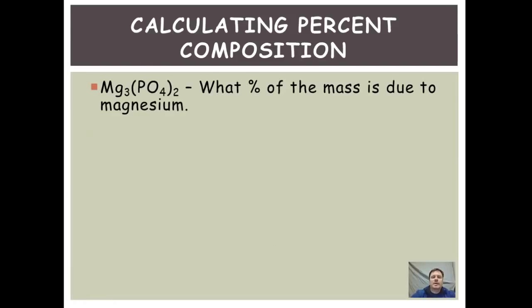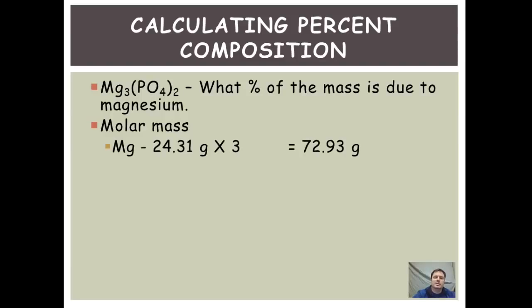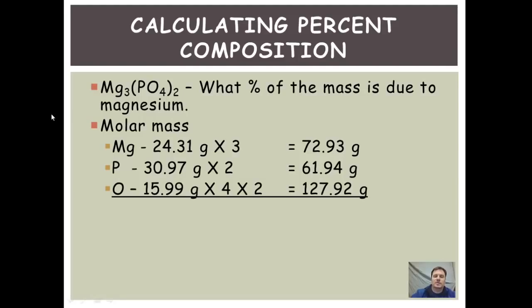Okay, let's go back to that magnesium phosphate. What percent of the mass is due to magnesium? First we have to figure out the formula weight or molar mass of it. We know magnesium is 24.31, and there are 3 moles of that. We know phosphorus is 30.97, but there are 2 of it. Where does the 2 come from? Well, the 2 here gets distributed not only to the P, but also to the O, so that gives us 8 oxygens at 15.99. We add it up and get a total mass of 262.79 grams. So 1 mole of magnesium phosphate will weigh 262.79.